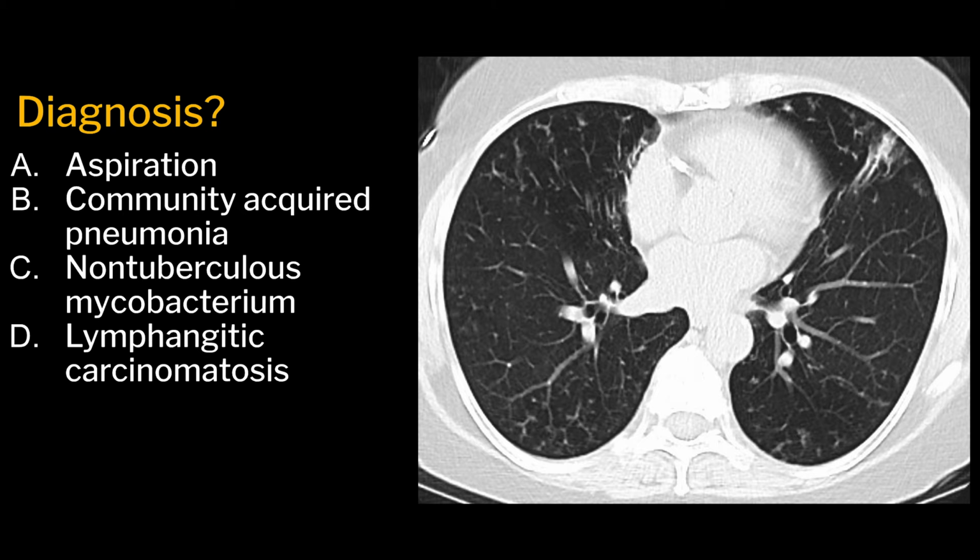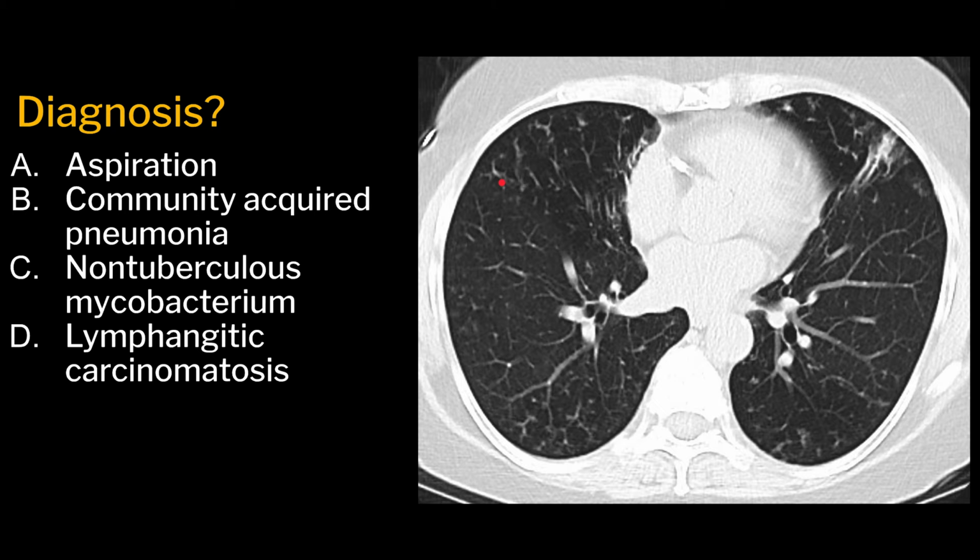Okay, question 7. What is the diagnosis here? So the diagnosis is C, nontuberculous mycobacterium. So the findings here are areas of mucus plugging. We have a little bronchial wall thickening, maybe a little bronchiectasis, as well as what we call tree in bud opacity. So tree in bud opacity just means mucus plugging in distal airways, and it is in a characteristic pattern.